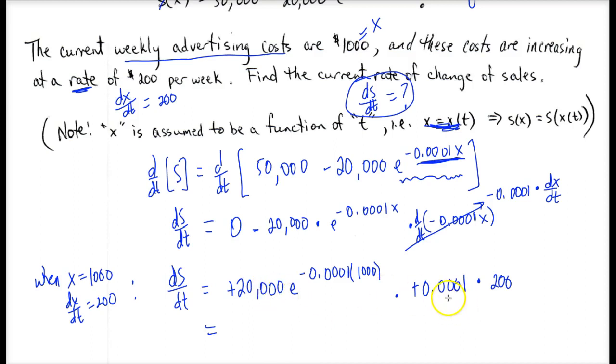Again, we got 20,000 times 0.0001, which is the same as saying 20,000 times 1 over 10,000, which is just 2. And then we have the 2 times the 200 that we see here. And we've already said that this was just going to be negative 0.1. And so we end up getting 400 e raised to the negative 0.1. And so from there, we'll go ahead and calculate what that is.